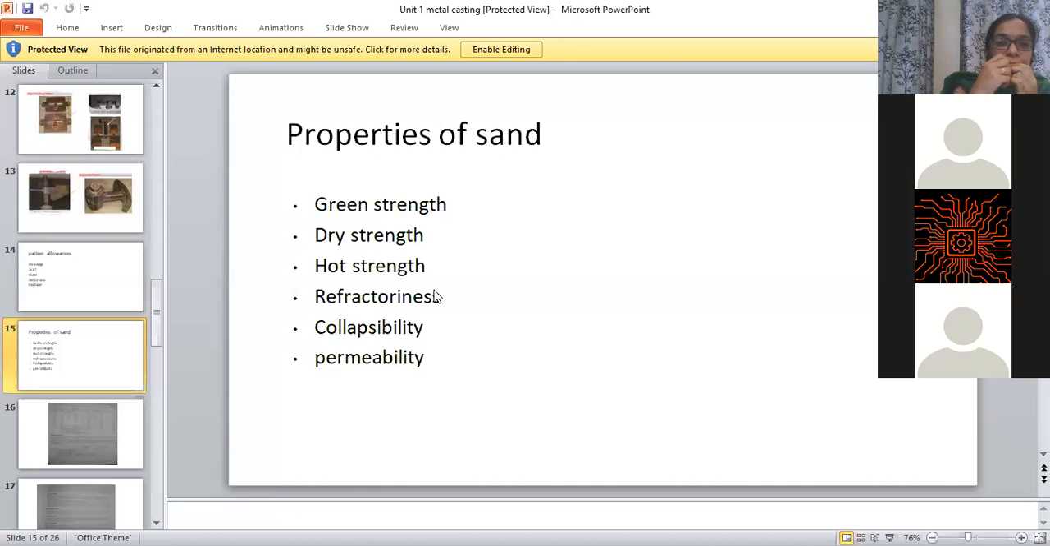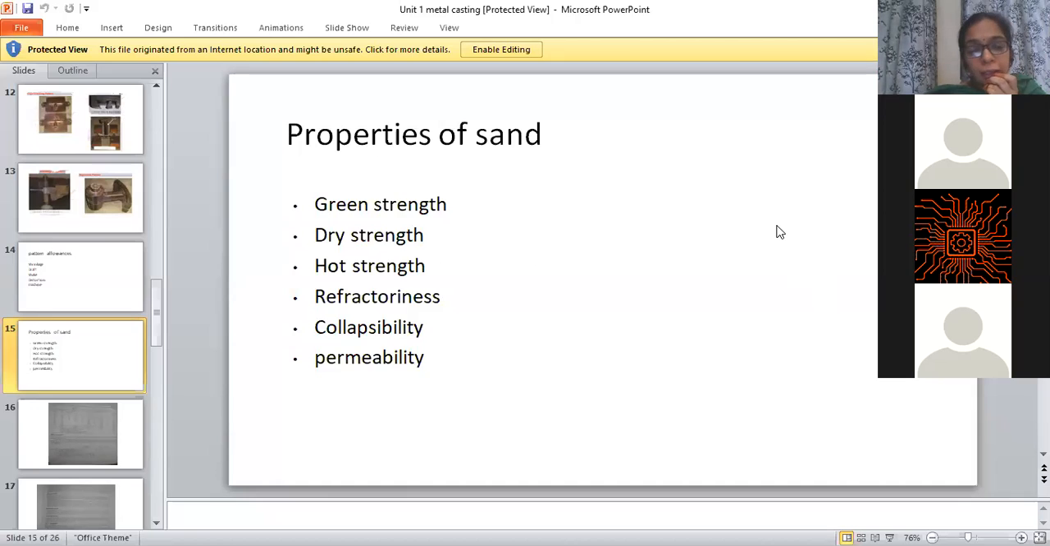Yes. Dry strength. What is dry strength? Okay, what is green sand? Refractoriness is a property by which the sand mold can hold high temperatures. Yes, very good. It can withstand high temperatures without collapsing.